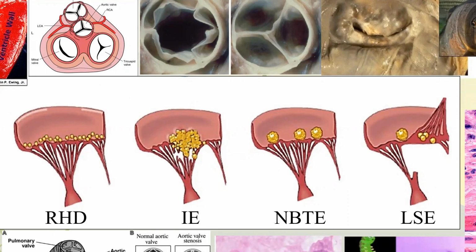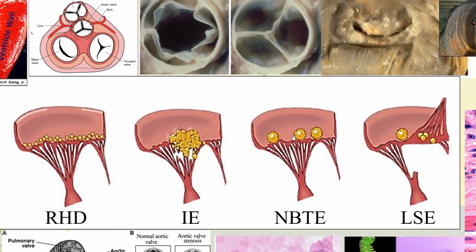One is rheumatic heart disease. Two is infective endocarditis. Third one can be non-bacterial thrombotic endocarditis. And fourth one is Libman-Sacks endocarditis. So I shall be dealing with these two in detail. Before I go to the next, I would like to mention the importance of these.